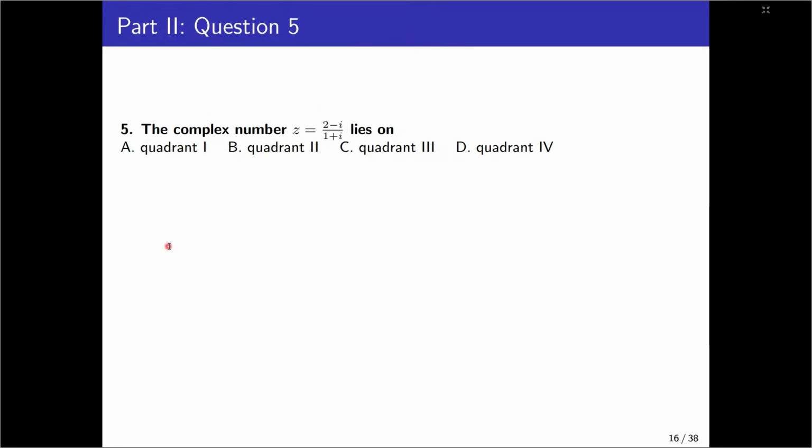Okay, question number 5. The complex number z is equal to 2 minus i over 1 plus i lies on which quadrant. That means in order to determine the quadrant, we must know the imaginary and the real part of the given complex number. To do that, we have to simplify first, or simply change this into standard form.